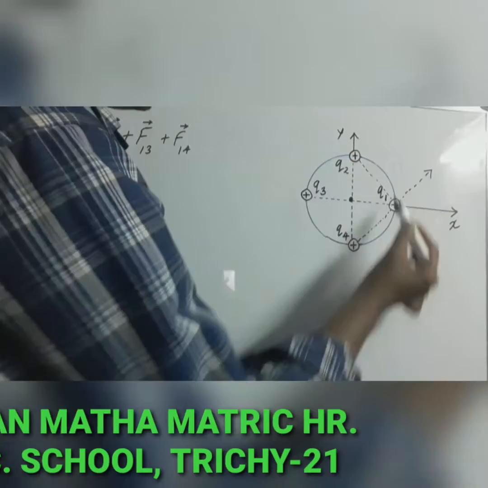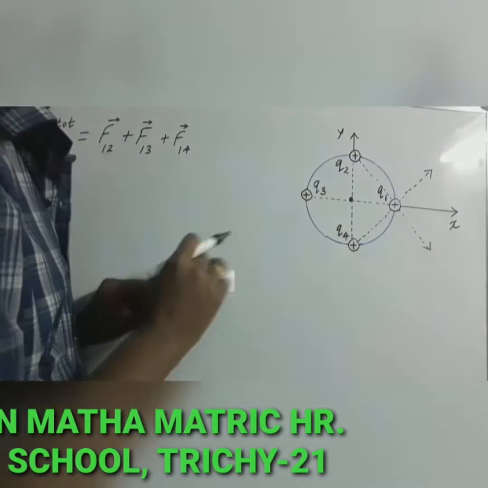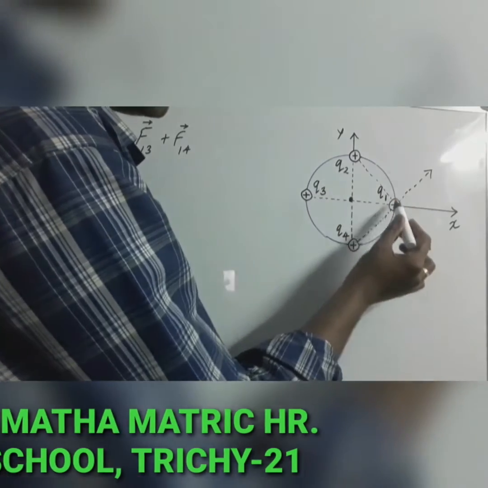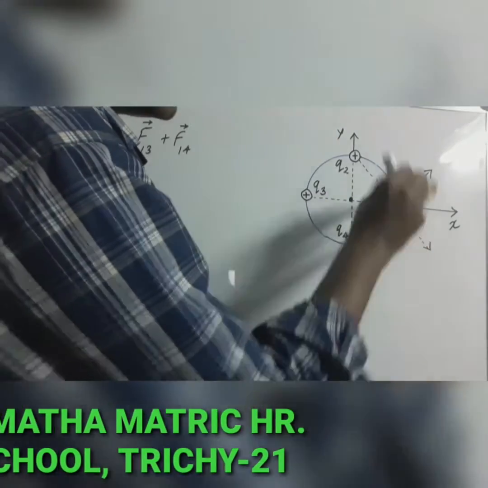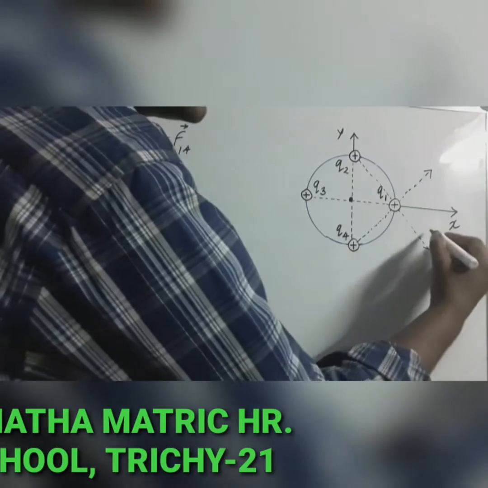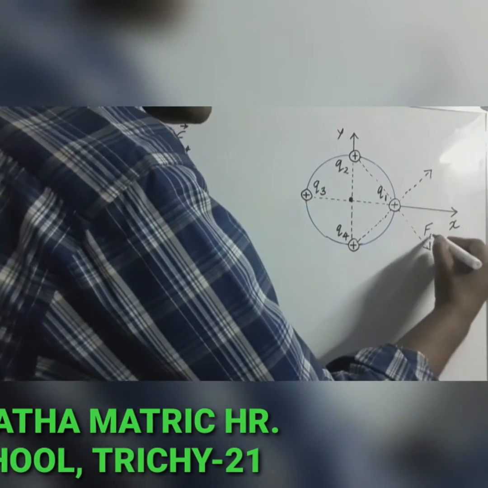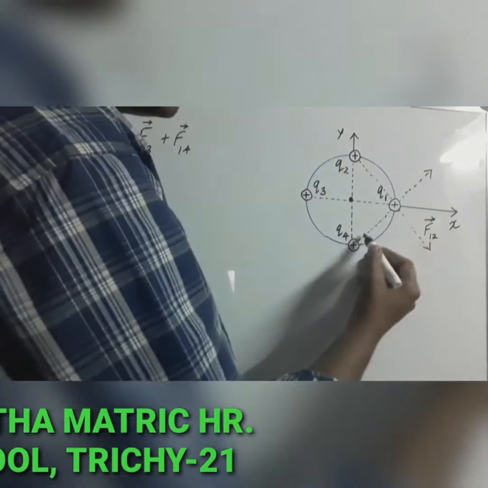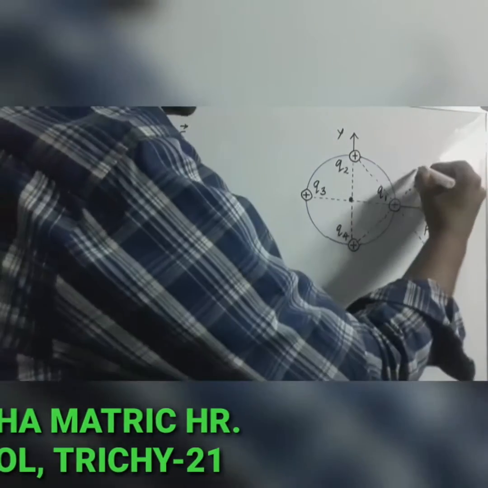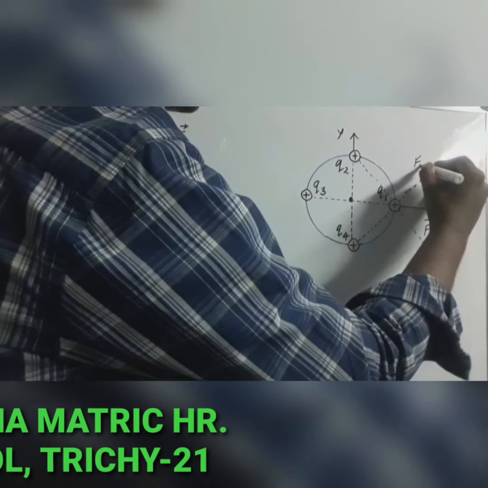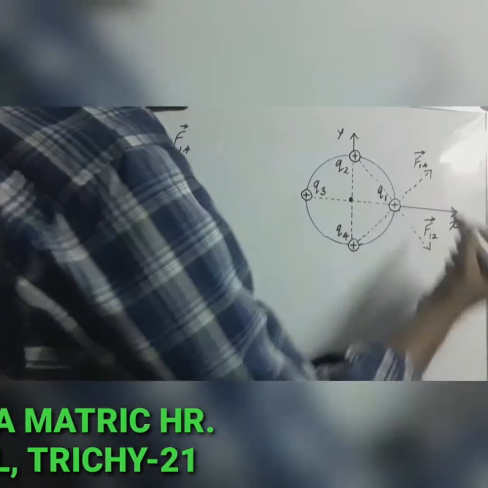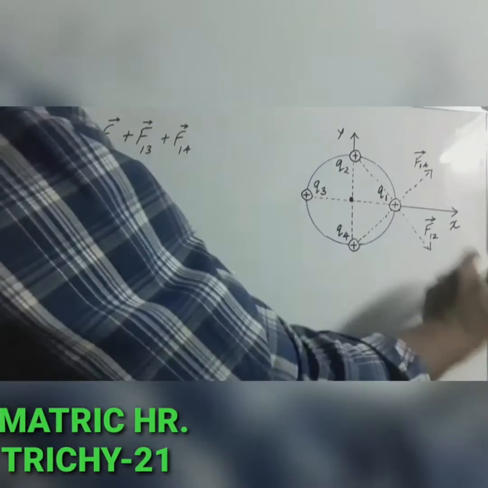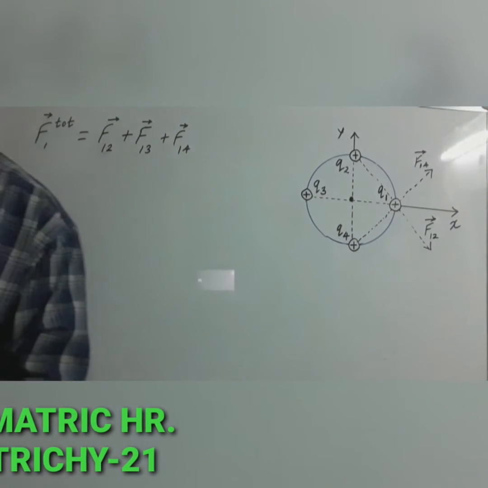Here you can observe all are positive charges. There will be a repulsive force among them. The force given by the second charge on the first charge, since it is a repulsive force, will act along this direction. It is the direction of F12. The force given by the fourth charge is also a repulsive force, so it will act in this direction. Magnitude wise, these two forces are equal, but they are in different directions. From the diagram you can easily understand.